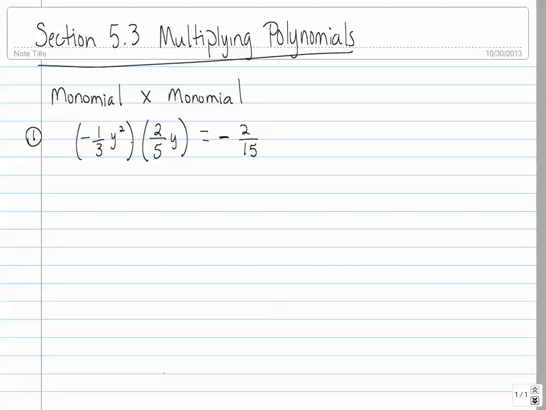Okay, and then multiply your y's together. And when you're multiplying variables, you add their exponents. So that's going to give you y to the third. So that would just be negative 2/15 y to the third.